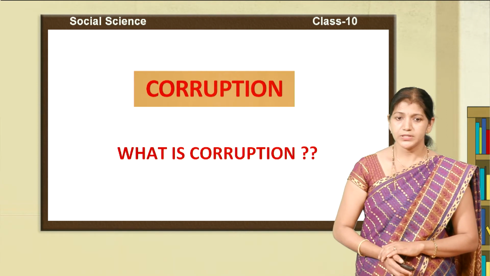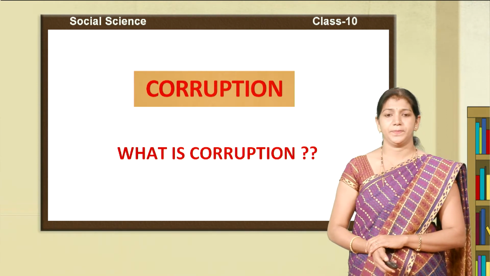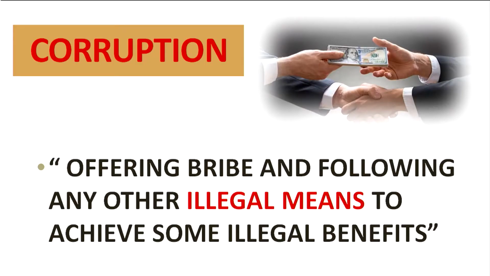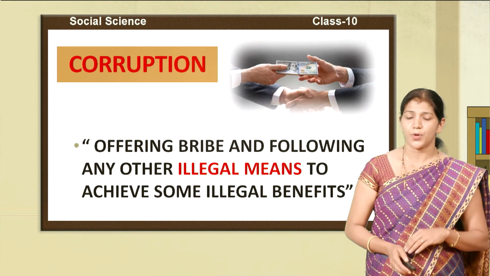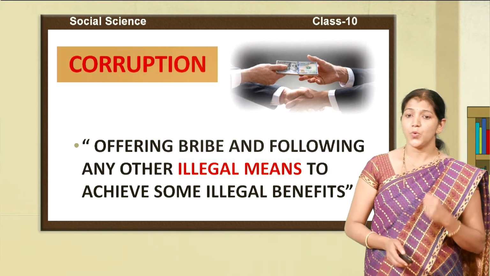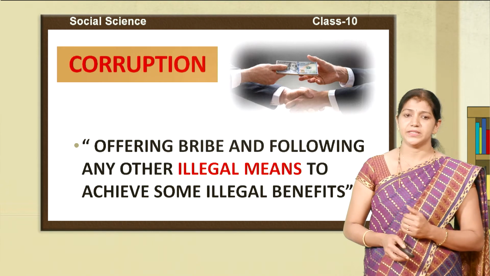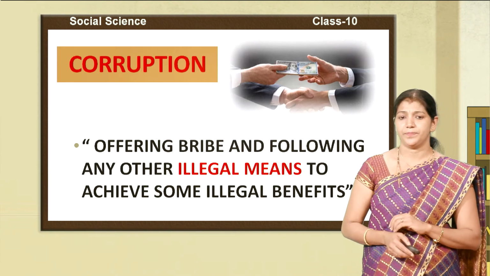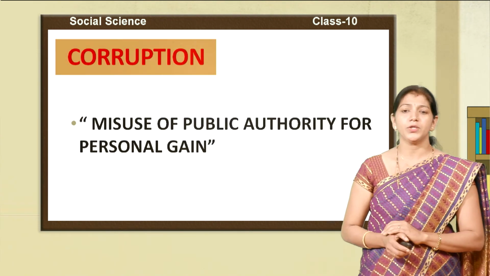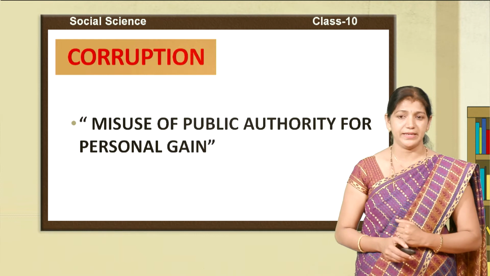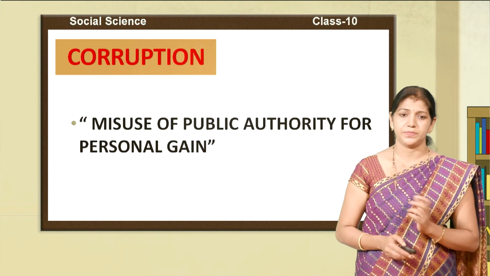Students, do you know about corruption? What is corruption? Corruption means offering bribes and following other illegal means to achieve illegal benefits. Power is used for one's own profit. People are getting more profit through illegal means. This is known as corruption. A simple meaning of corruption: misuse of public authority for personal gain.